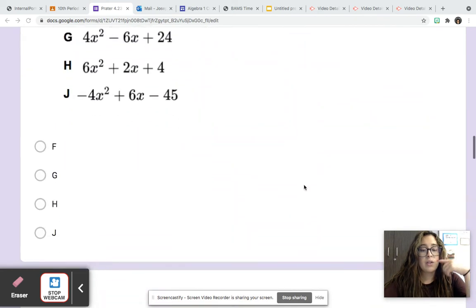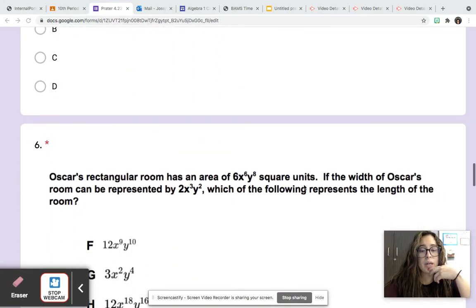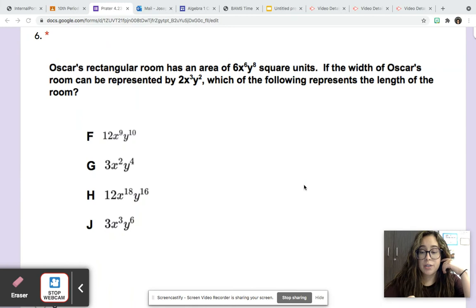So make sure that you write it out first, and then you simplify, and then you compare your answer to the answers that are given there. Now, this is another way.